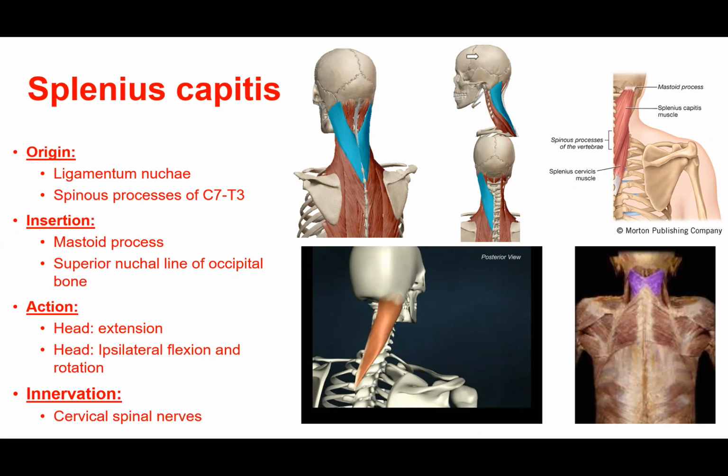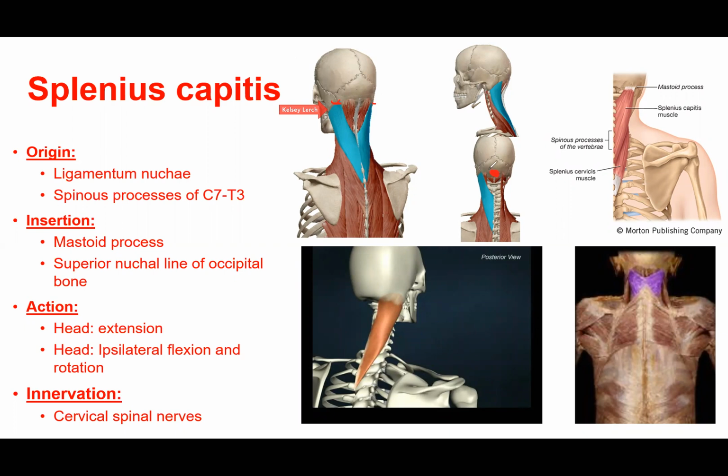The splenius capitis inserts onto the mastoid process, which you can see. It also inserts onto what's called the superior nuchal line of the occipital bone. Essentially that would be this part here. We have the external occipital protuberance, if you remember that bone marking, about right there. It's that bump on the back of your head that everybody has and you can feel.